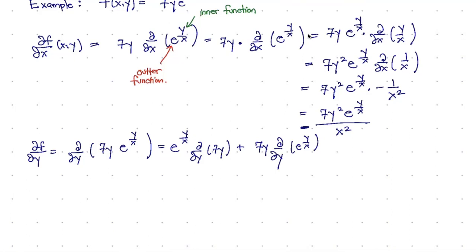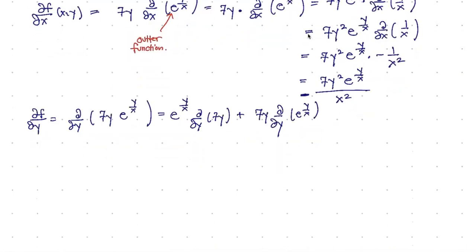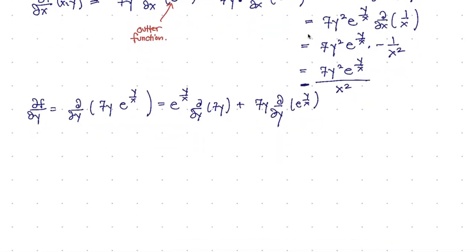It's important that you remember that when you're taking the derivative with respect to one of the variables, the others are going to be held as constants. They're going to be unchanging. And so we treat x's in this particular case as constants. So in the first part of this problem, we would get e to the y over x times 7, since that's the derivative with respect to y. In the second one, again, you would have to apply the chain rule, noting that you have the outer function and you have the inner function.